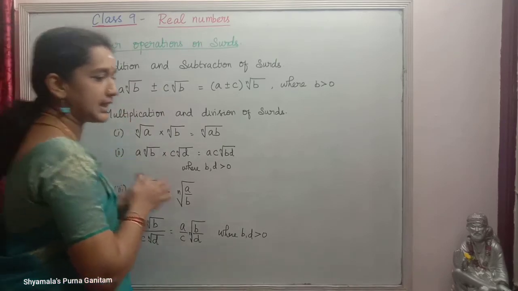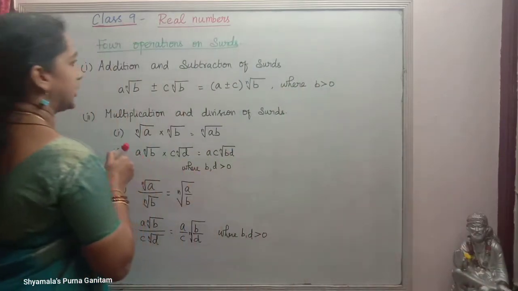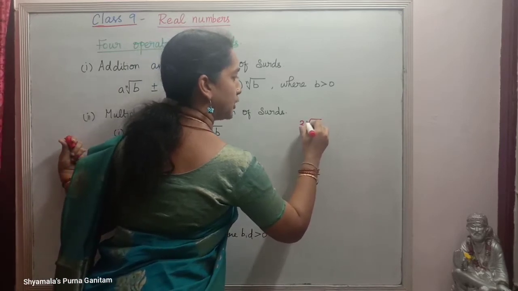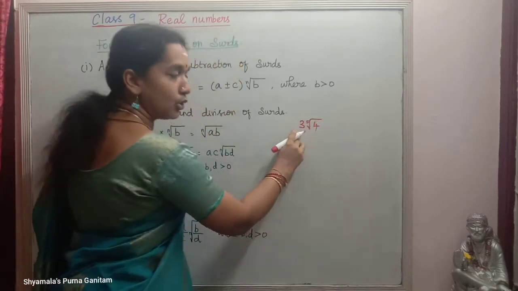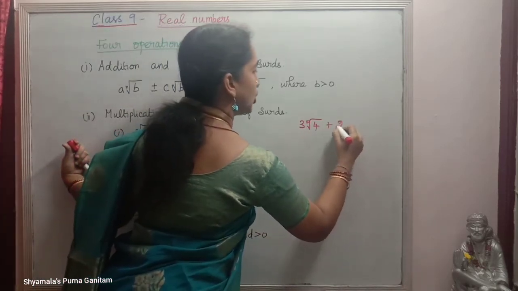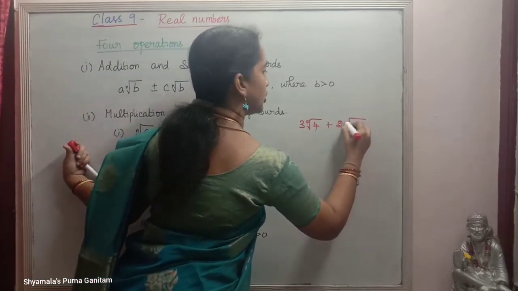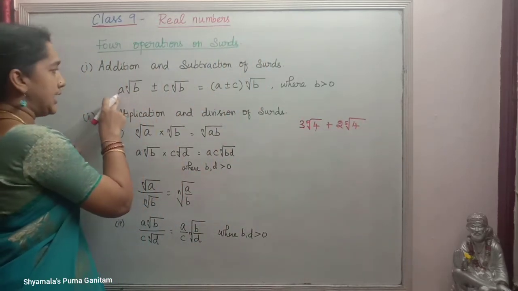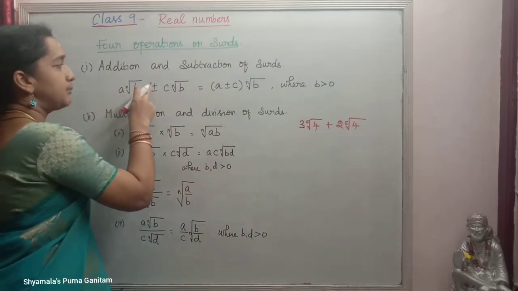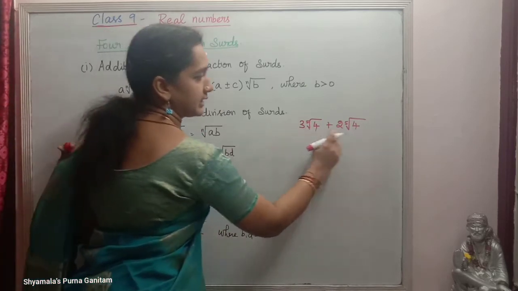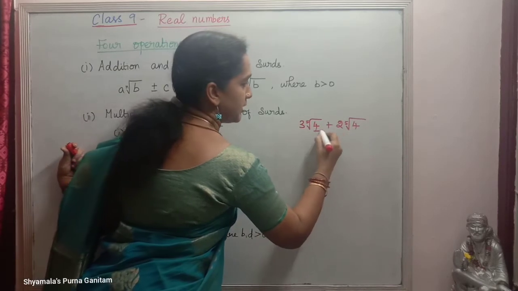Okay, for example, 3 into fifth root of 4 plus 2 into fifth root of 4. If we have it like this, the same thing: a into nth root of b plus c into nth root of b. Here it should be the same.